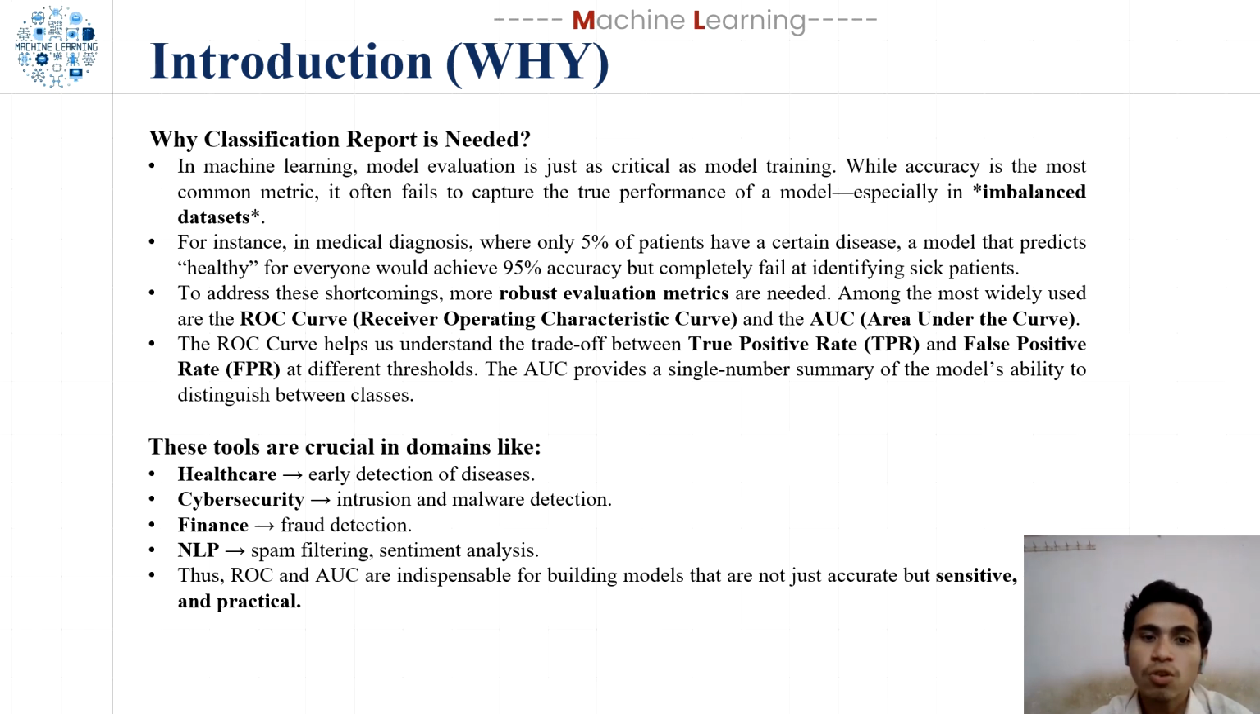The ROC curve, which stands for the receiver operating characteristic curve, shows the trade-off between the true positive rate and the false positive rate at different thresholds. The AUC, which stands for the area under the curve, gives a single number summary of the model's ability to distinguish between the classes. These metrics are widely used in healthcare, finance, NLP, where decision making requires more than just accuracy.